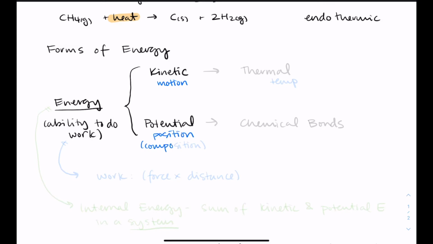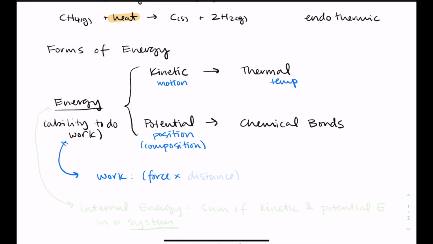Now, thermal energy falls under the category of kinetic energy, energy due to motion. We talked about kinetic molecular theory relating temperature to kinetic energy, right? So thermal energy is a type of kinetic energy, and our measure of that is temperature. Under potential energy, position, composition, we mean the chemical bonds. So the energy that is stored in the chemical bonds, the energy that you have to put in to break a bond, the energy that you get out when a bond is formed.